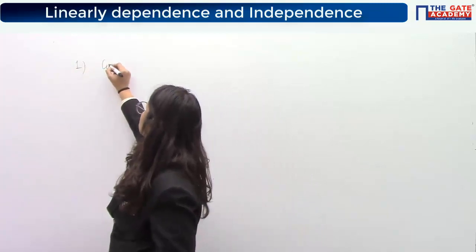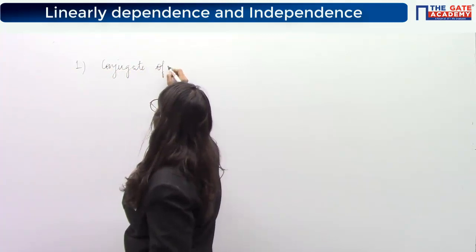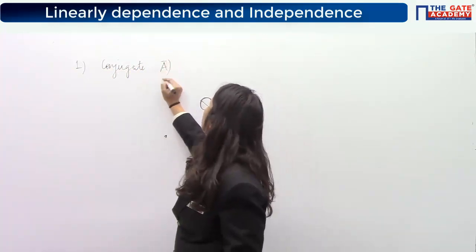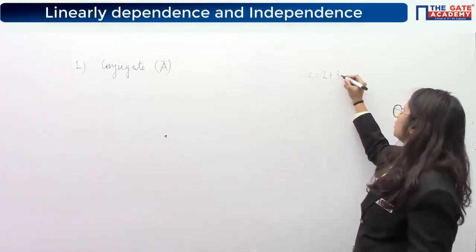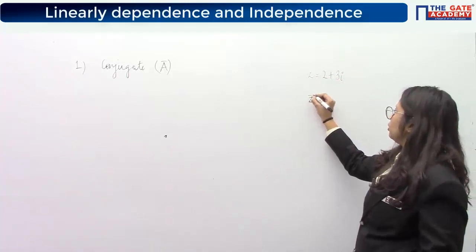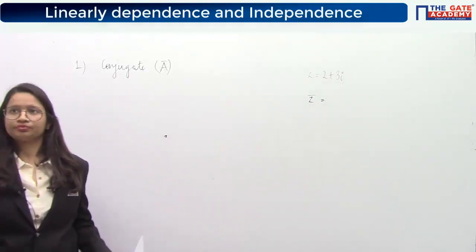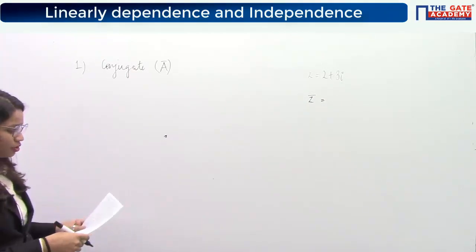First is known as the conjugate of a complex matrix, and it is denoted by A bar. Okay, tell me, if this is your complex number, can you find out its conjugate? What is the conjugate? If 2 plus 3 iota is your complex number, then what is its conjugate?